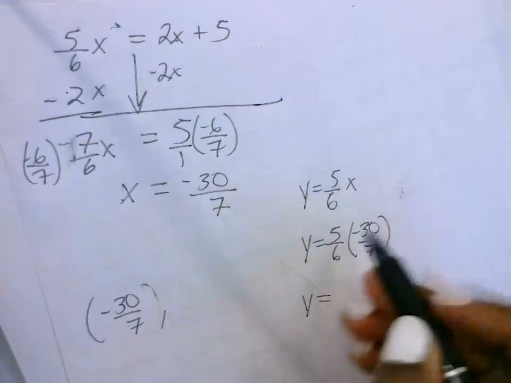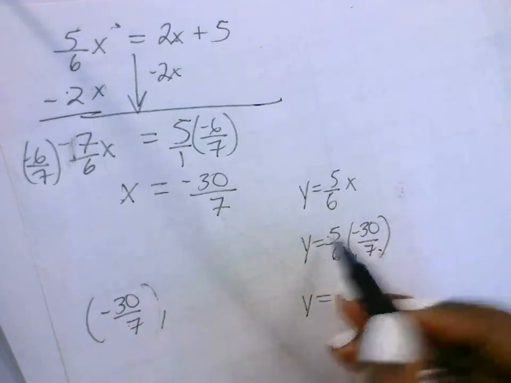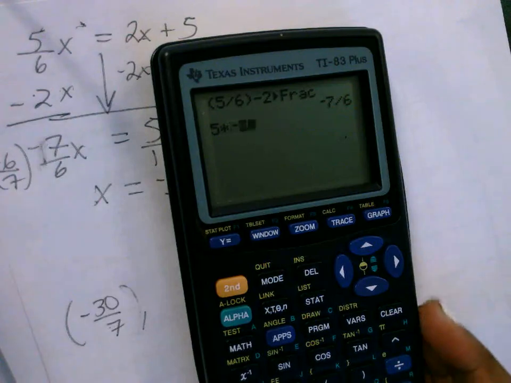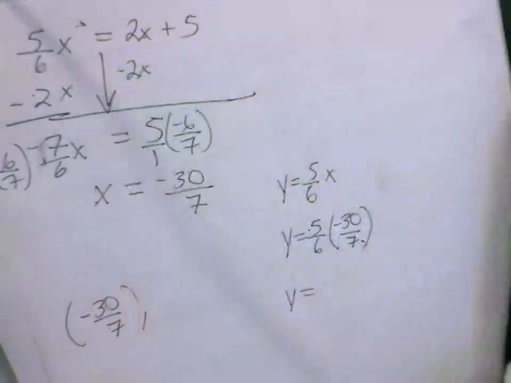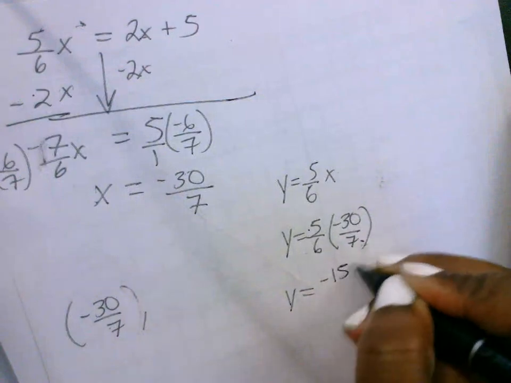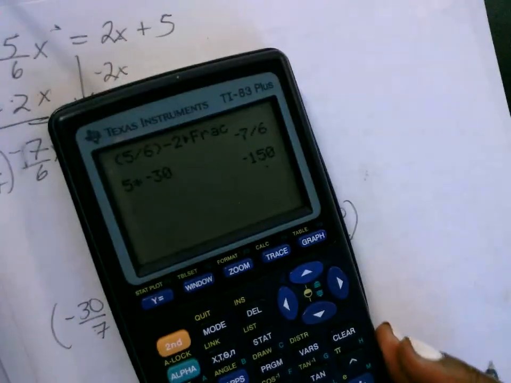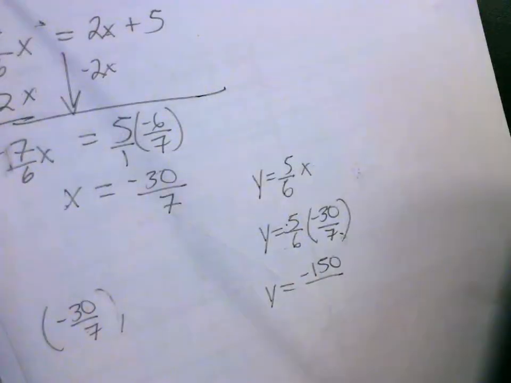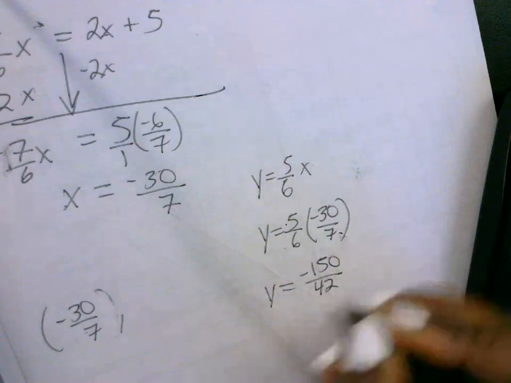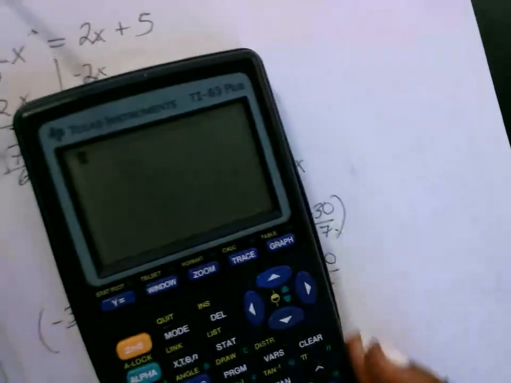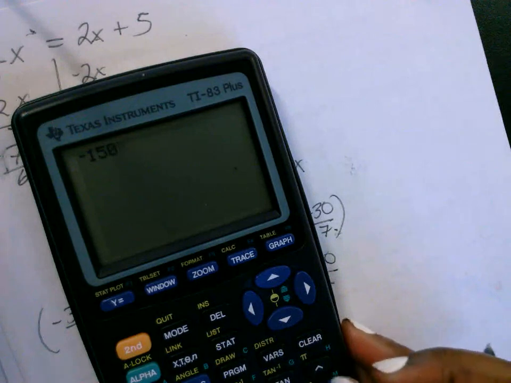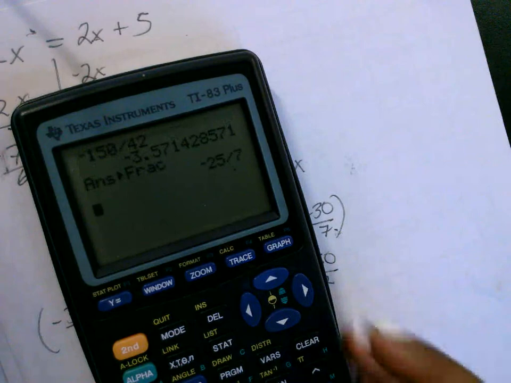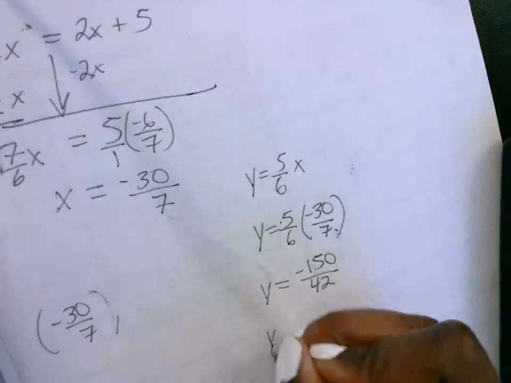Times negative 30 over 7. So my y is equal to, multiply straight across, 5 times negative 30, which is negative 150, and then 6 times 7, that's 42. Okay, so now I need to reduce that. I have negative 150 divided by 42, and I can do the math, enter. So that's negative 25 over 7.